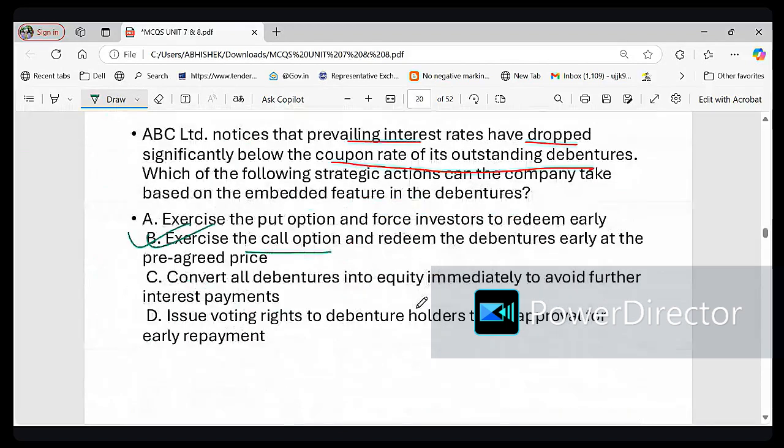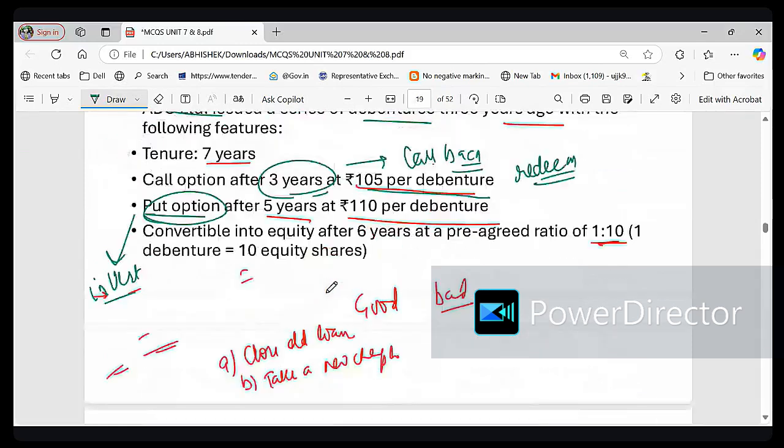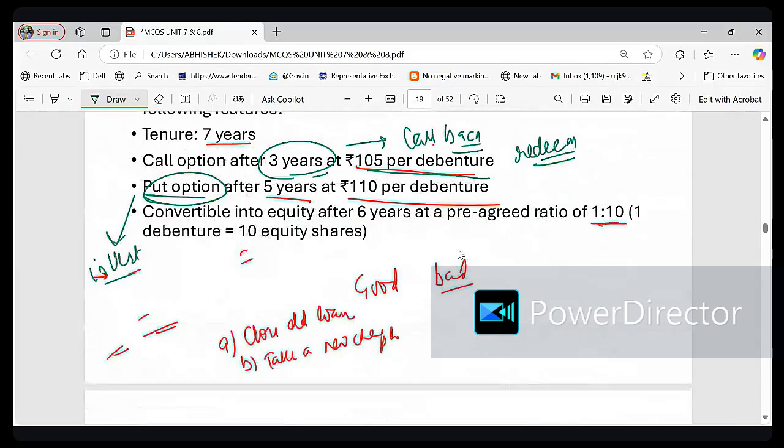Please tell me if it is not clear, then I will explain. Option B is the correct answer, that it will exercise the call option. We have discussed this in BFM. Call option means the issuer's right to take back early. Those who have issued the debenture have the right to call it back early.